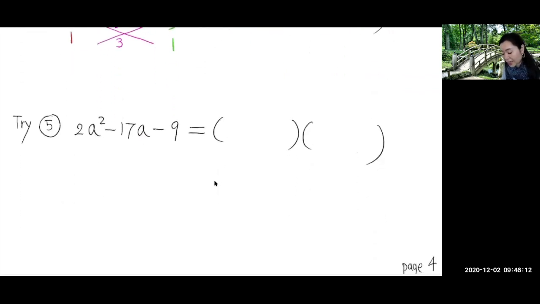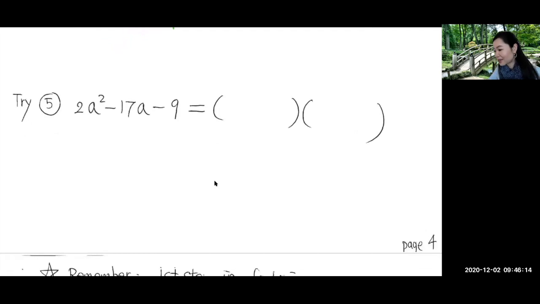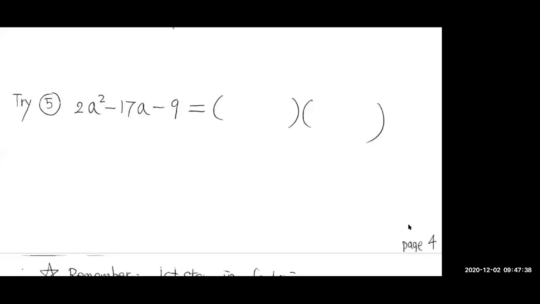Okay, how about the next one? Can you guys try the next one? Also for extra credit. You can enter that in chat if you want. I'll just open the chat to take a look right now. 2a plus 1 times a minus 9. A minus 9, you got it. Okay, good. How about we try together?